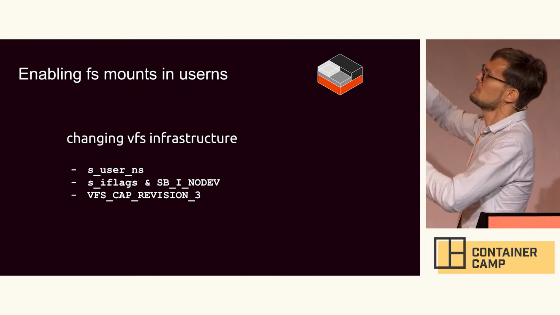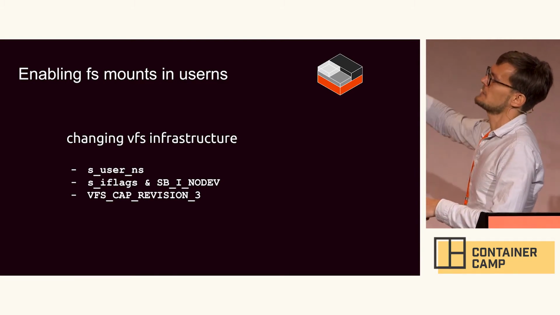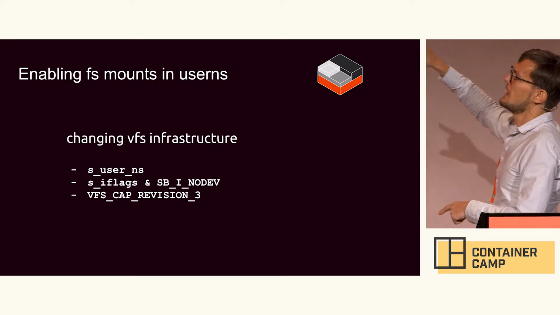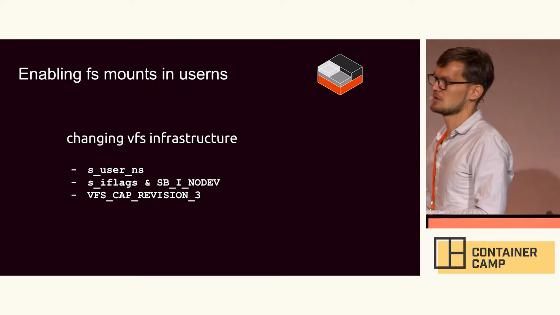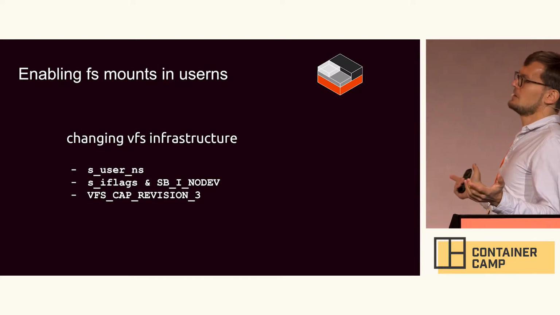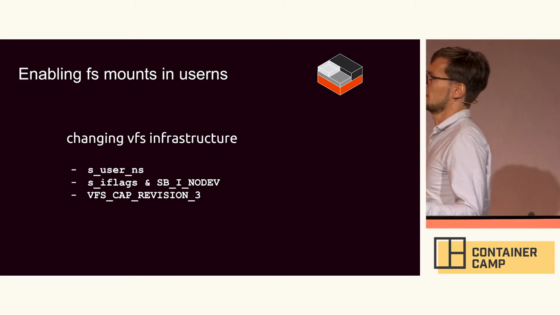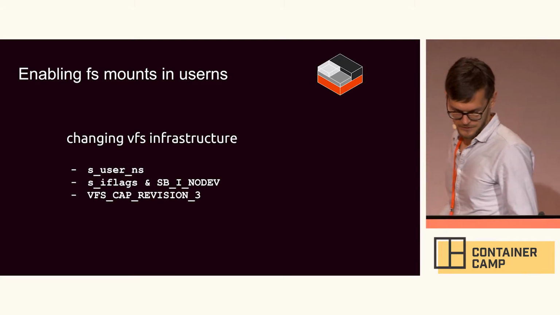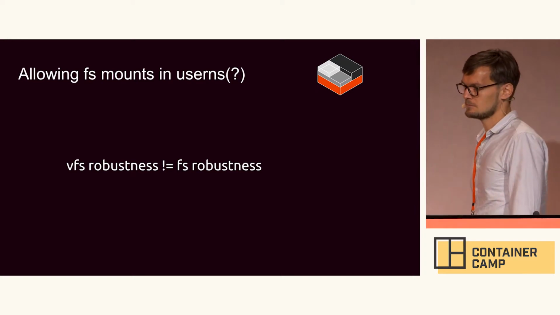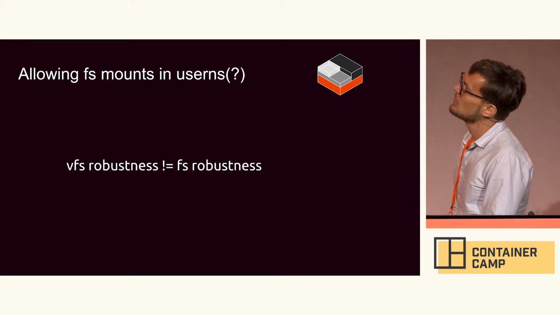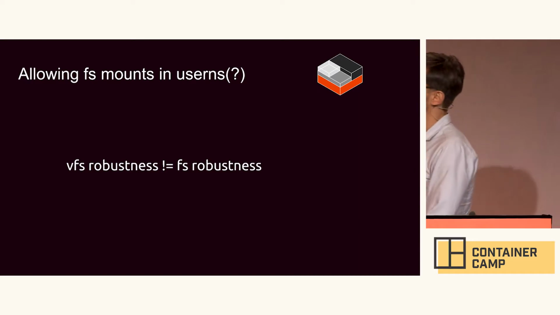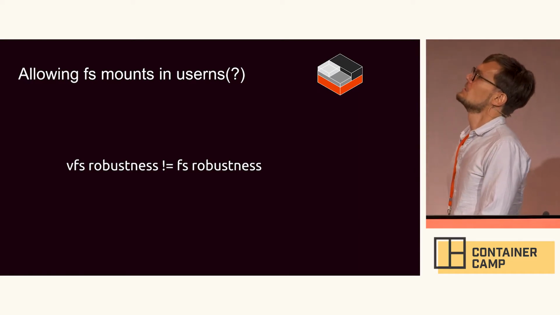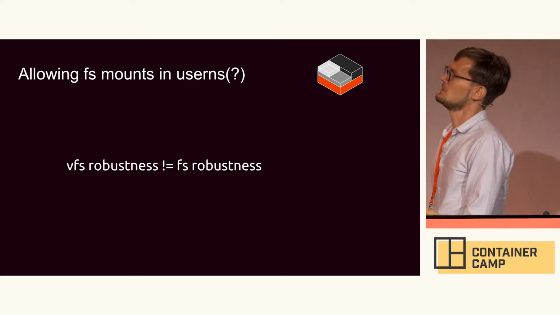So for example, switching back to the host right now, if I have set file system capabilities in a non-initial user namespace, I cannot execute it. The kernel will just say, you have no mapping for this UID, I'm not going to let you. So we made this secure too. Okay, so now we have all of this infrastructure in place. So now we can allow file system mounts in user namespaces, right?